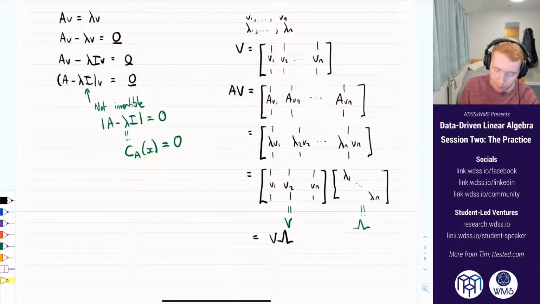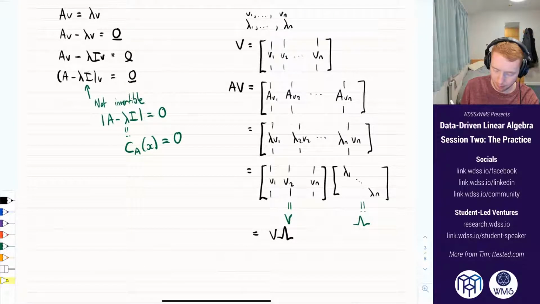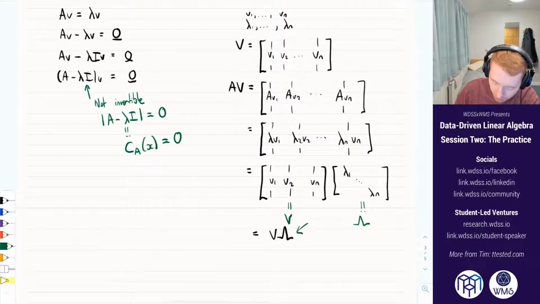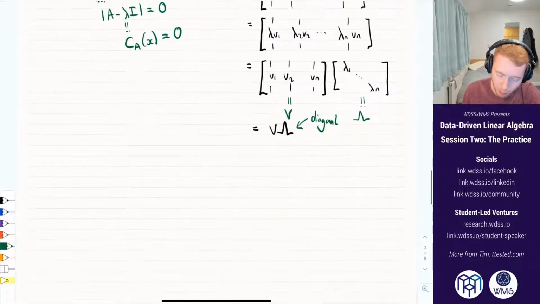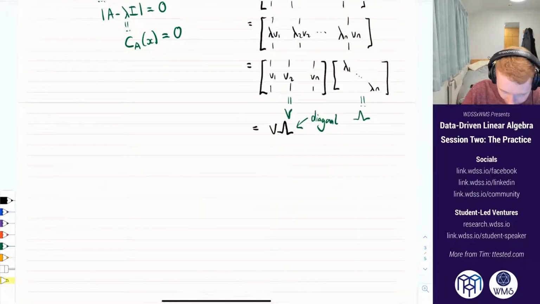So if we ever see something like this again in the session, and we will, that's a hint: if we have AV equals V times some diagonal matrix, so this is diagonal here, then that tells us that V is a matrix of eigenvectors of A, and this capital lambda is the eigenvalues that correspond to those eigenvectors. So that's going to be very useful. But let's move on now to understand how we can compute the SVD.